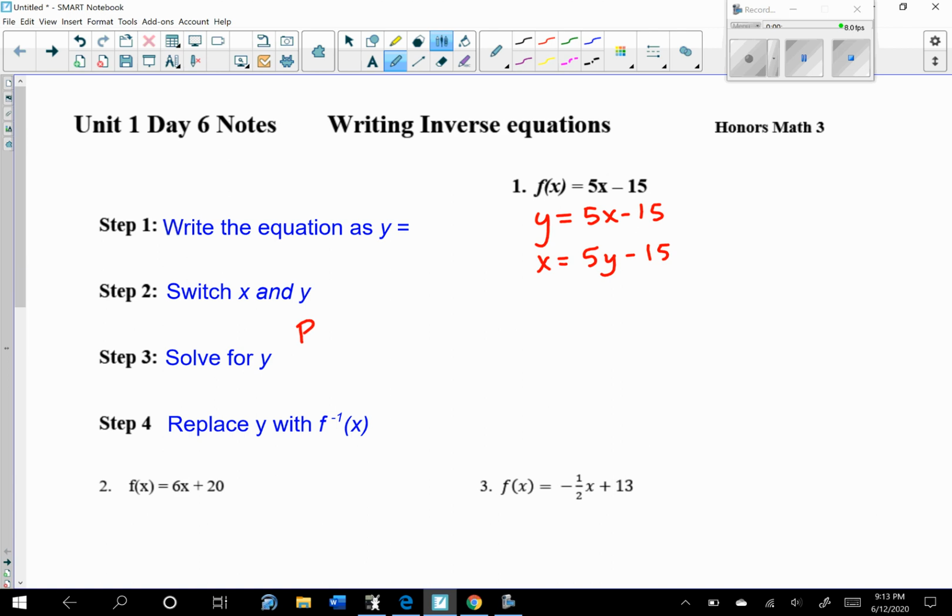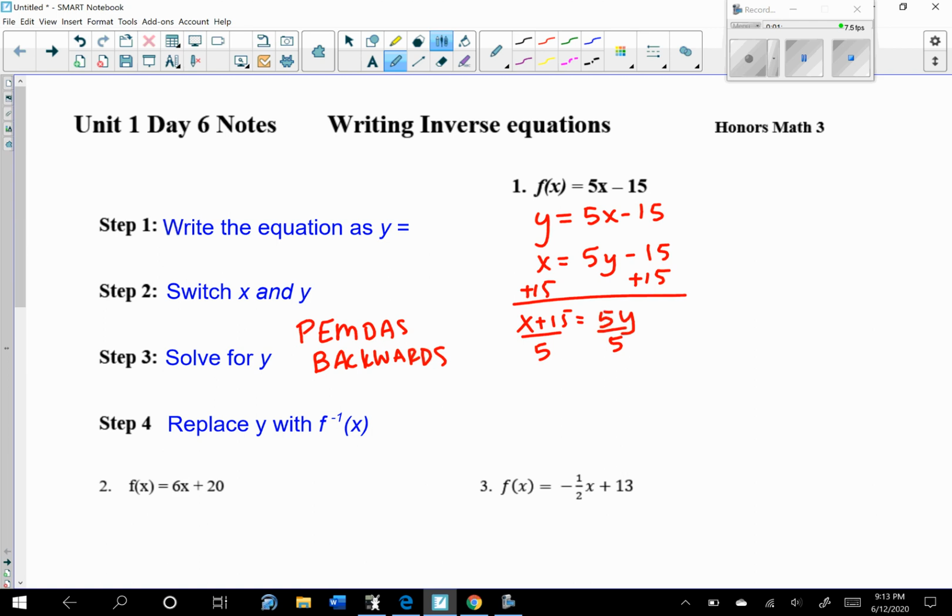Remember, when you're solving the equation for the variable, you do PEMDAS backwards. So you want to get rid of things that are added or subtracted to your variable, then multiplied or divided. Then you would do exponents and parentheses, which we don't have any of those. So the next step would be to add the 15, and then divide by 5.